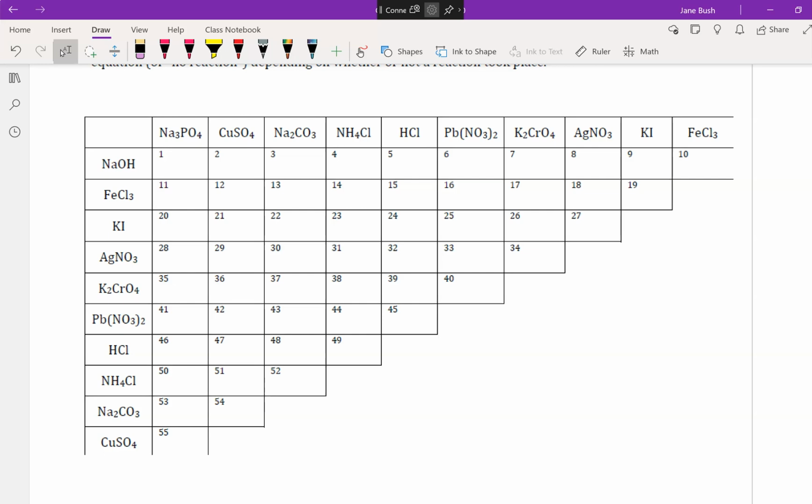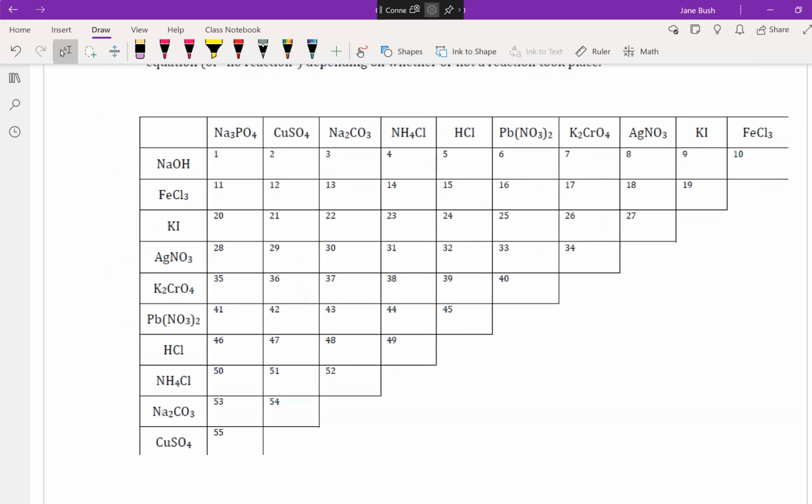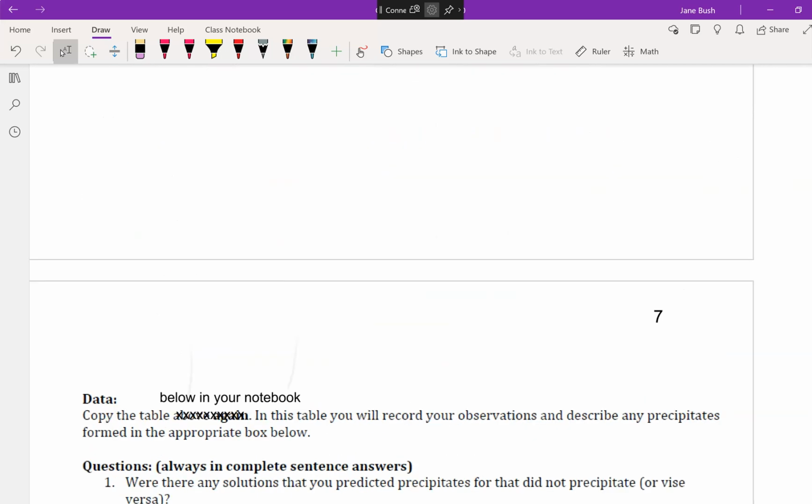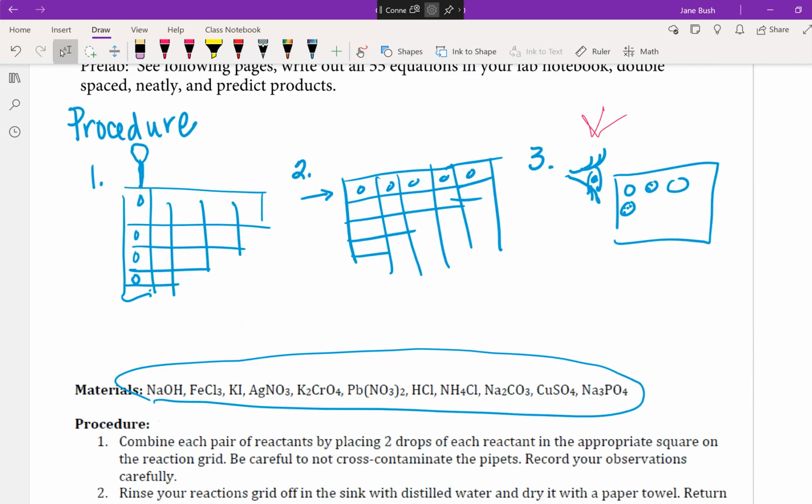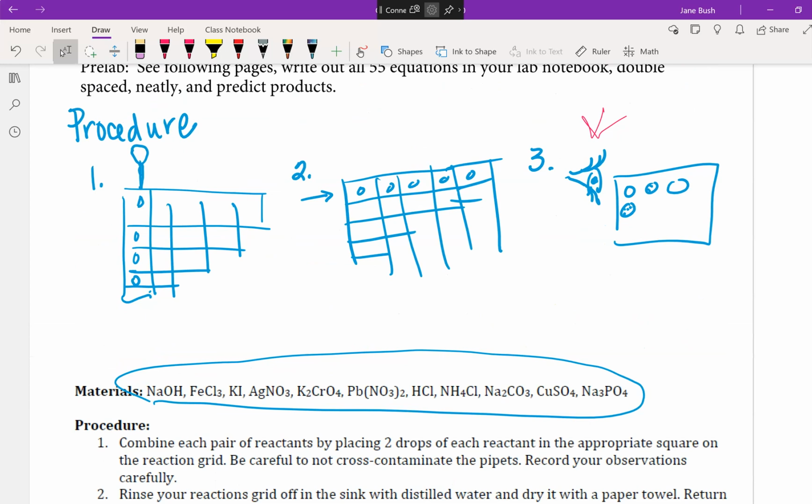In the data table you're going to need to be writing either NVR for no visible reaction or PPT for precipitate. Okay? So do not cram it all into one little corner. Once you're finished with these steps, you guys are going to start copying that into your lab notebook. If you want rulers, I have some rulers up here.